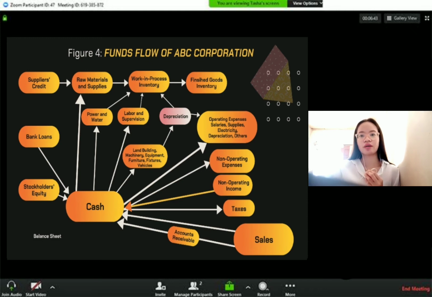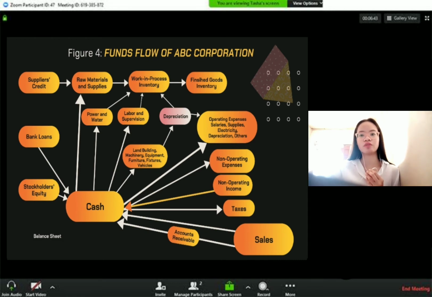ABC Corporation might have investments in marketable securities, in which case they might have non-operating income, and this non-operating income comes back in the form of cash. What does ABC Corporation do with the cash? Most of it circulates back to the operation of the company. Round and round it goes.